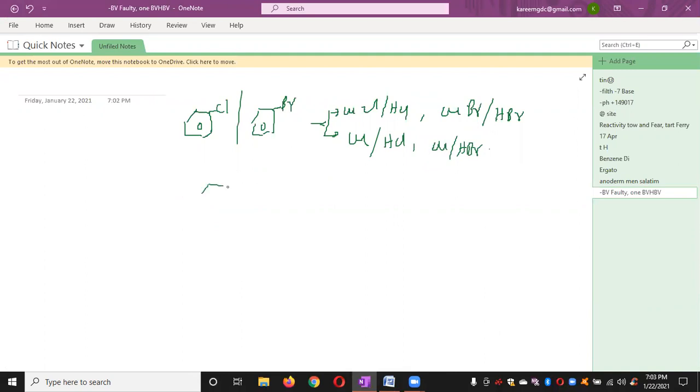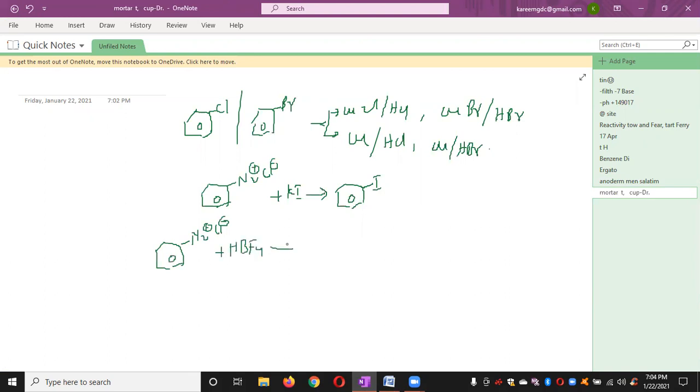Next, how can we get iodobenzene? Whenever this benzene diazonium salt is treated with potassium iodide, it provides I minus, which is a strong, good nucleophile, so we get iodobenzene. It is not concerned with the Sandmeyer or Gattermann reaction; it is another reaction. Next one is the Schiemann reaction. In the Schiemann reaction, what can we prepare? We can prepare fluorobenzene.